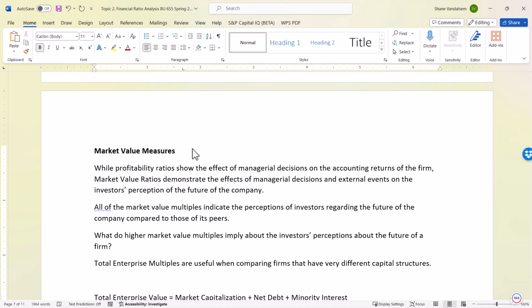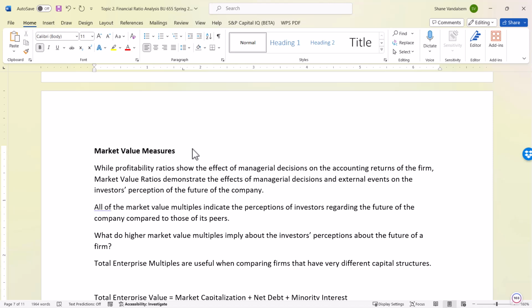So what I have here says, profitability ratios show the effect of managerial decisions on the accounting returns of the firm, like net profit margin, return on assets, return on equity. Market value ratios demonstrate the effects of managerial decisions and external events on the investor's perception of the future of the company. And that's really key here because those stock prices incorporate future expectations that investors have about where the company is going.